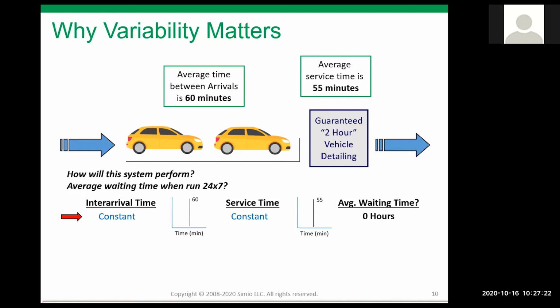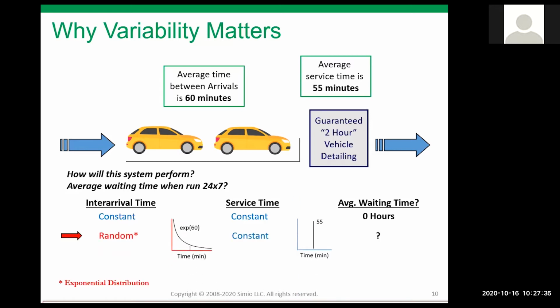Again, I haven't changed the average at all. So maybe the first one comes in at 9 o'clock, the next one comes in 50 minutes later, the next one comes in 70 minutes later, but on average, they're going to come in 60 minutes apart. So with an exponential interarrival time and still a constant 55-minute service time, what do we think that's going to be? Anybody think 5 hours? No, it's not at all intuitive, but you can model that either with simulation or queuing theory, and it will tell you that that is the answer.